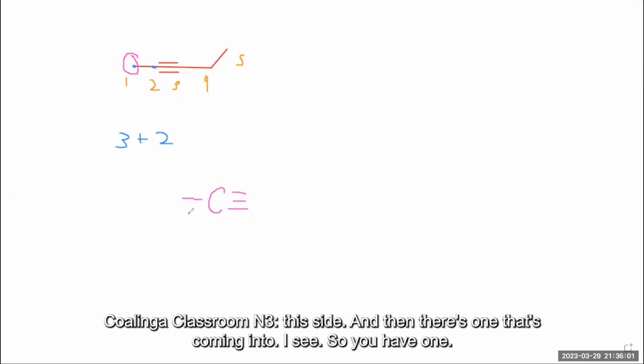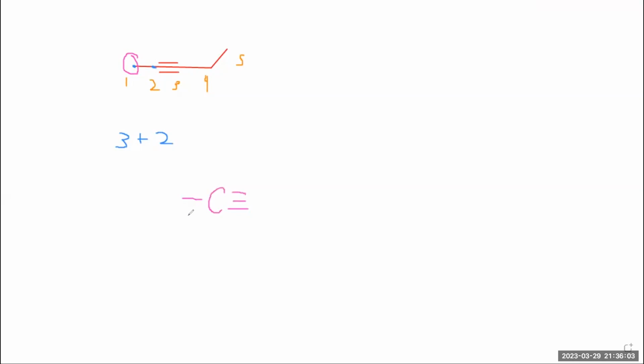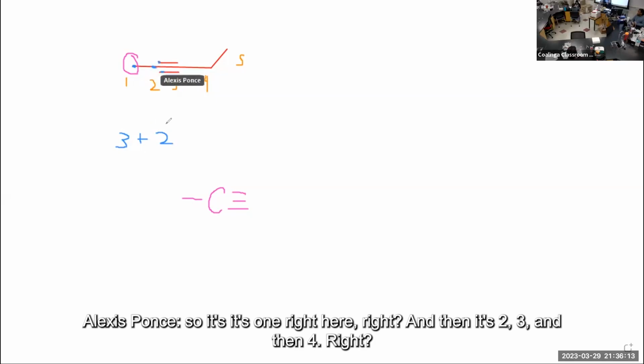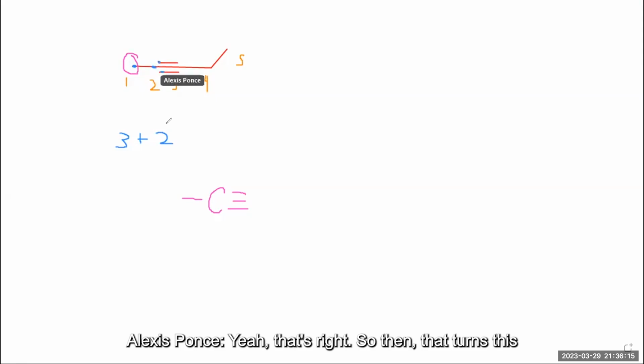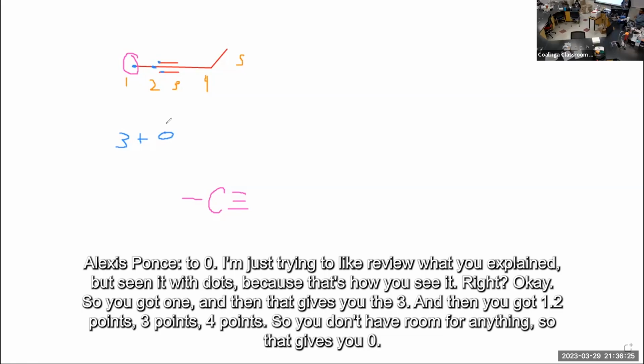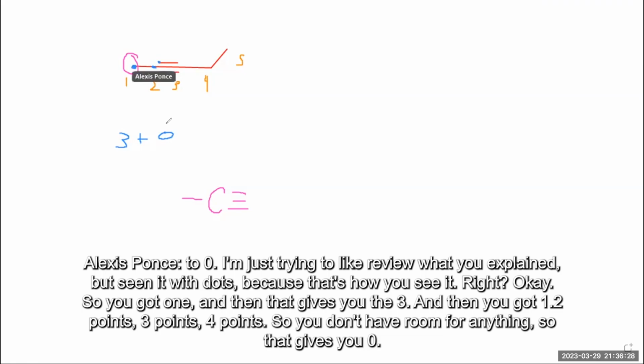Oh, I see. Yeah. So you have 1, 2. So it's 1 right here, right? And then it's 2, 3, and then 4, right? Yeah, that's right. So then that turns this to 0. I'm just trying to review what you explained, but seeing it with dots, because that's how you see it, right? Yeah. Okay, so you got 1, and then that gives you the 3, and then you got 1 point, 2 points, 3 points, 4 points, so you don't have room for anything, so that gives you 0.